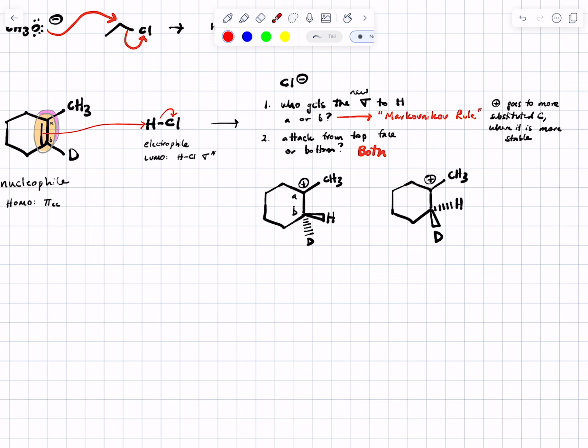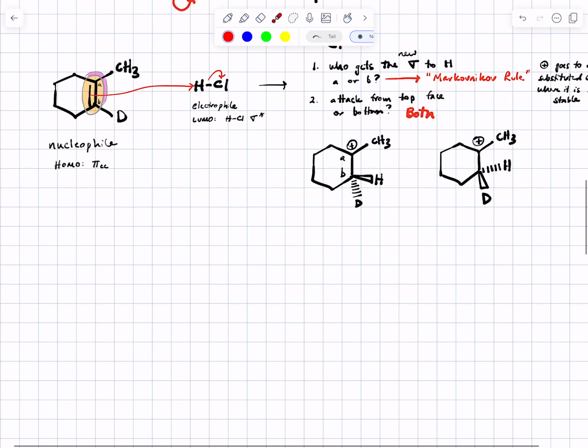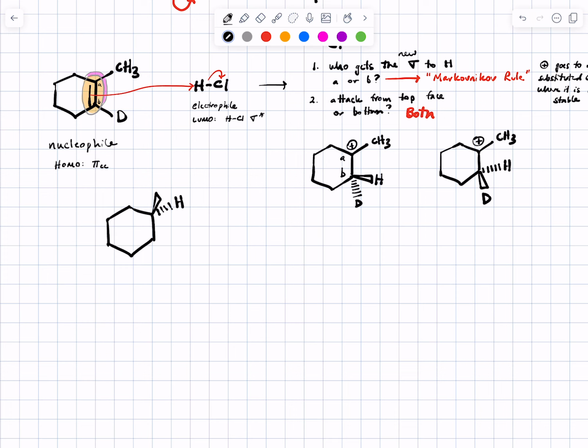Yeah? If the A carbon attacks the hydrogen, wouldn't it also be equally substituted like the deuterium? No, that's a good question. If the A carbon were to get the hydrogen, I will just draw one of those possible intermediates.